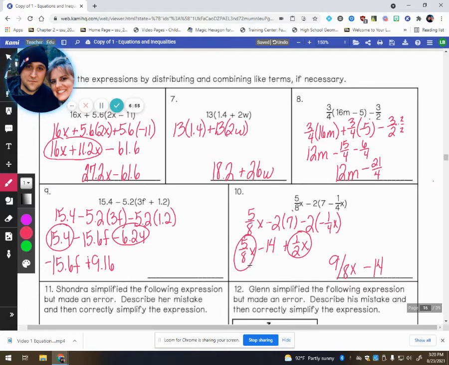All right, so here we have them worked out. You can pause the video and check them. I'm going to talk you through a few of them. Notice in number 7, I just worked it out regular. There were no like terms to combine.